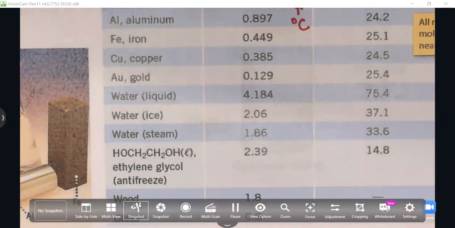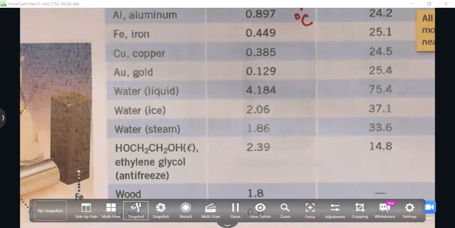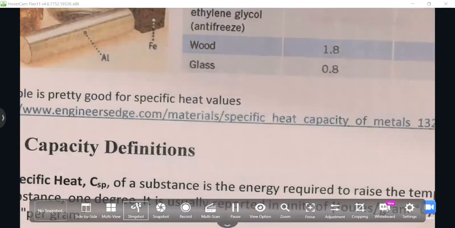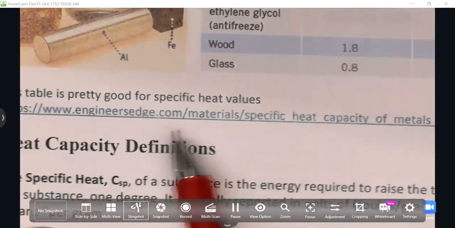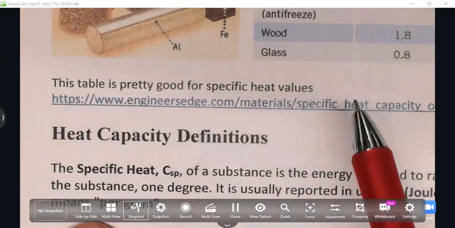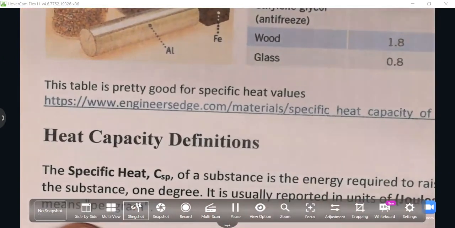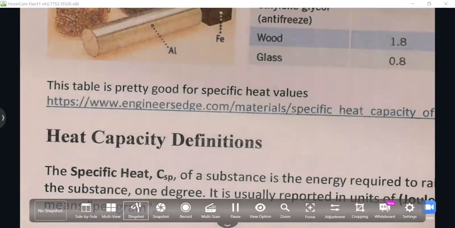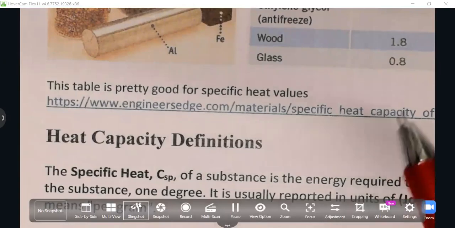Okay, now I'll bring it up when I get there. Here's a pretty good table of specific heat values. There's another problem. The specific heat values don't seem to be consistent out there. So if it's off by a little bit, it could throw the problem completely off. And there's an example of that coming up. Okay.